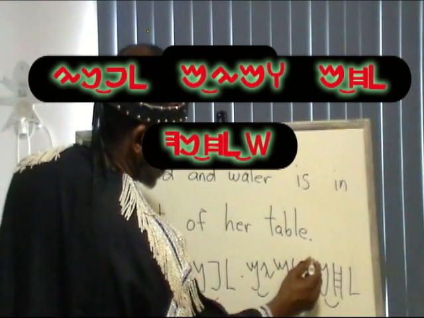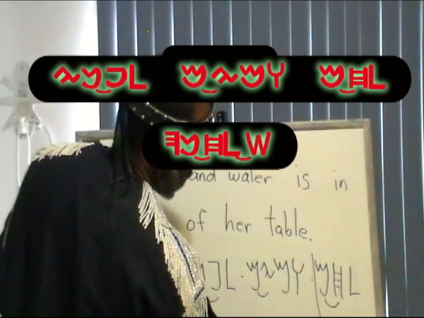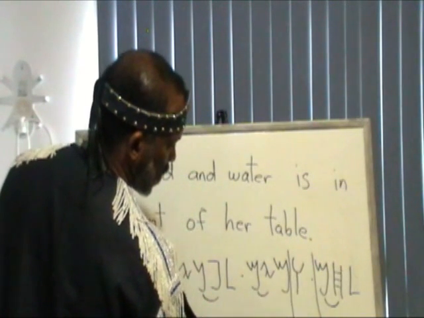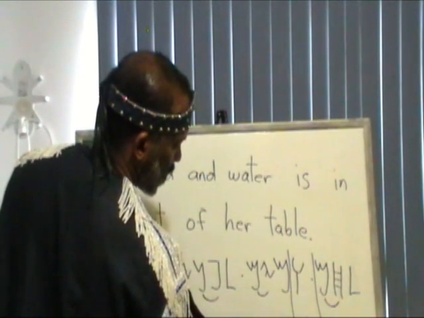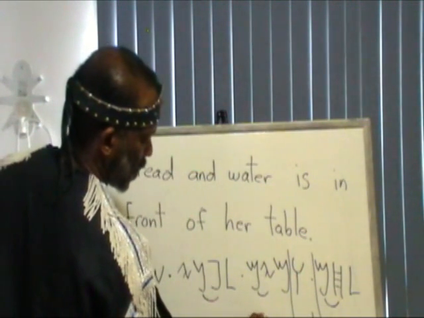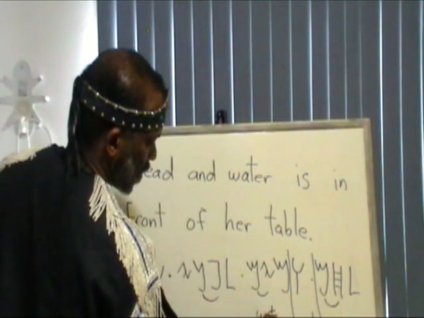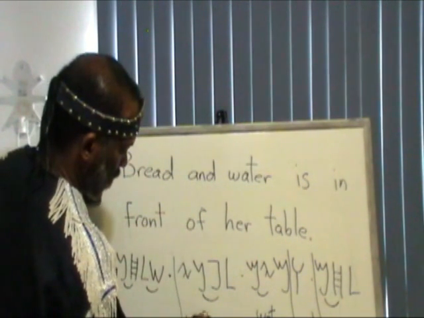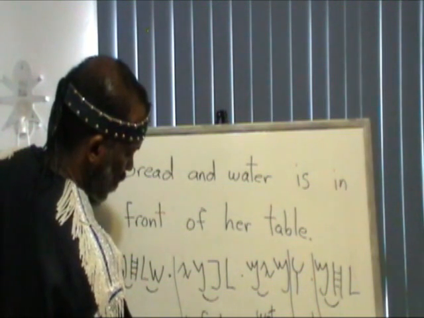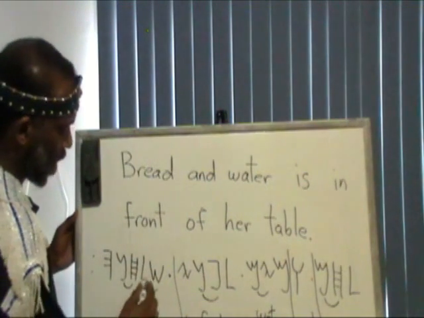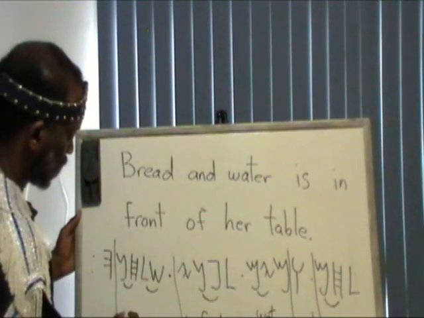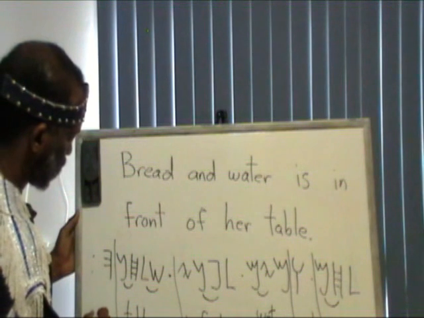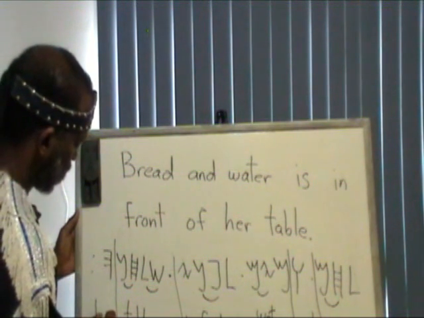All right? So let's separate it like the rest. Bread, lacham. Wa is and. Mayam is water. Lapanya is in front of. And shalkhan, ha. Shalkhan is table. And the ha at the end, possessive pronoun or adjective, is her.